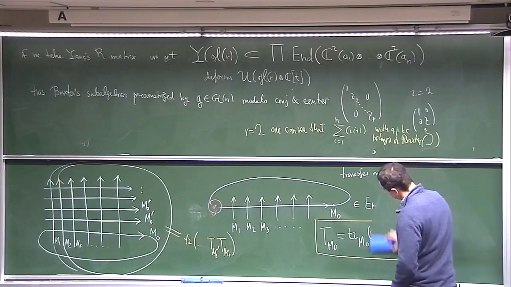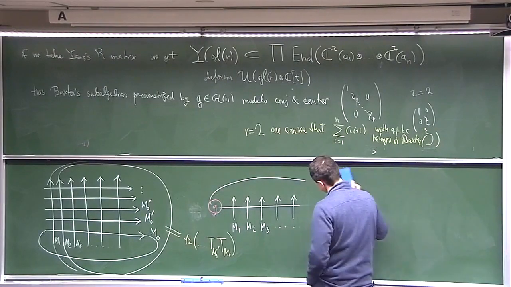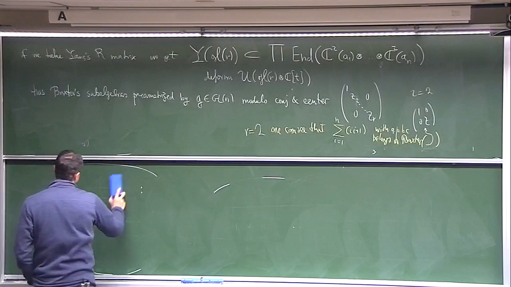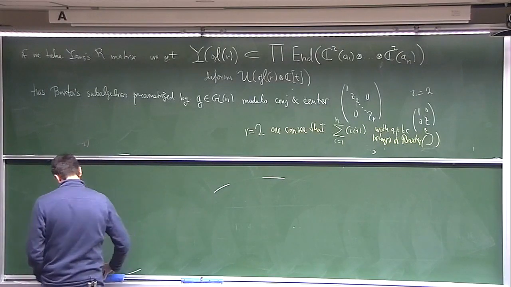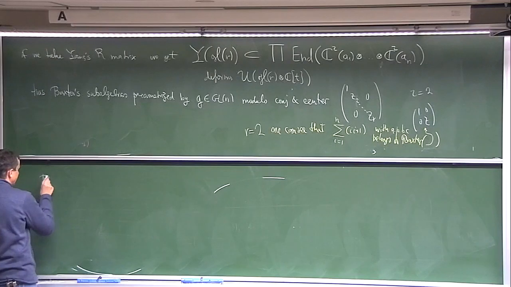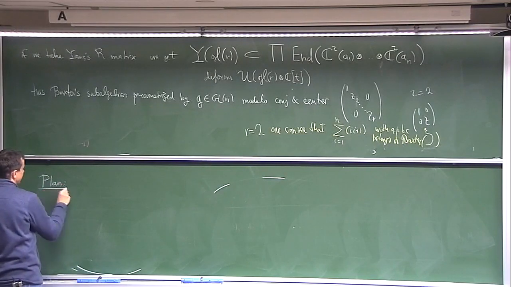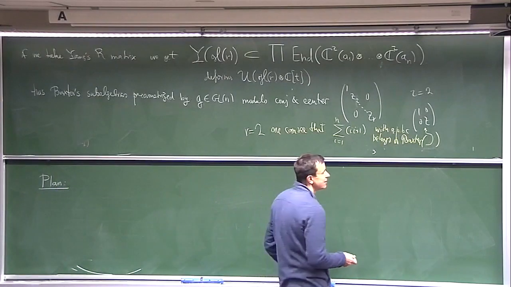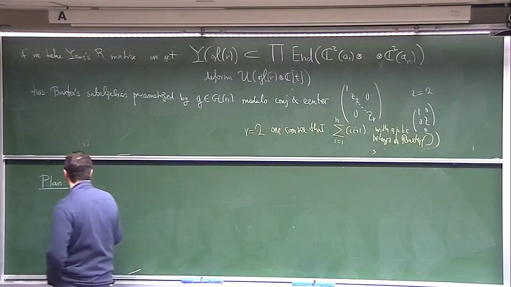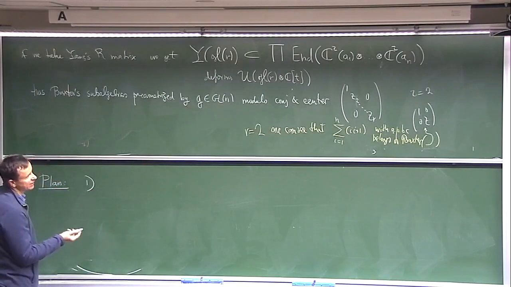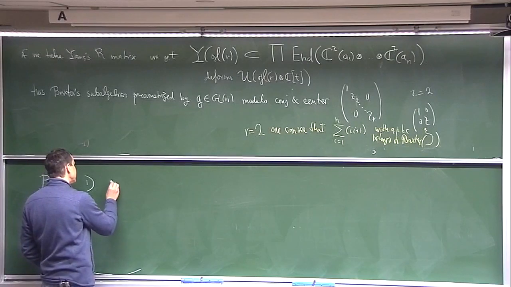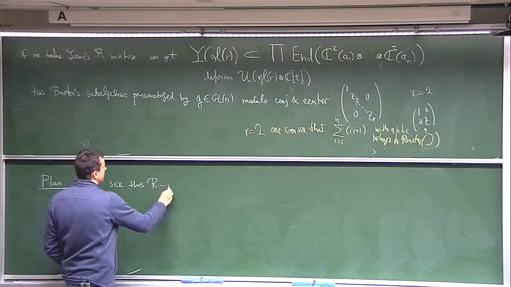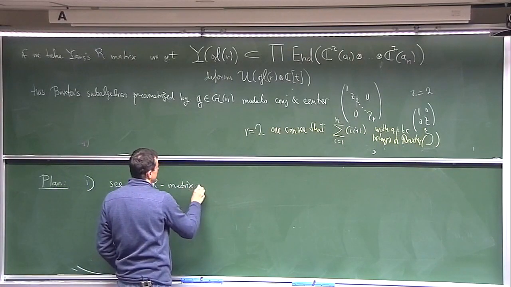So there's only one lecture remaining, and it's going to be a little tight. So maybe the plan for the remaining lecture consists of two things which we'll try to accomplish. The first is to construct this R matrix geometrically.